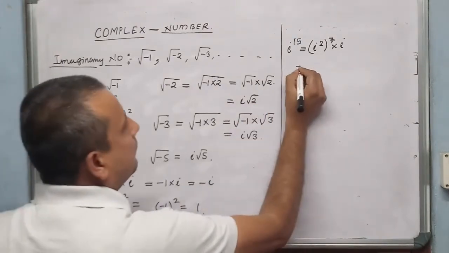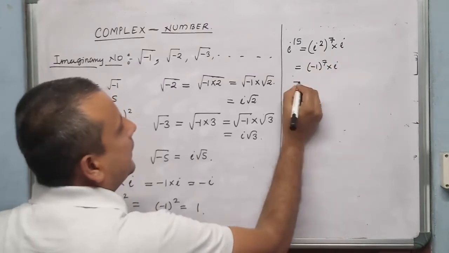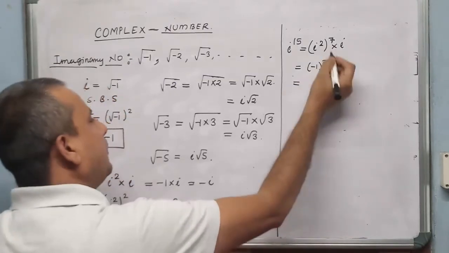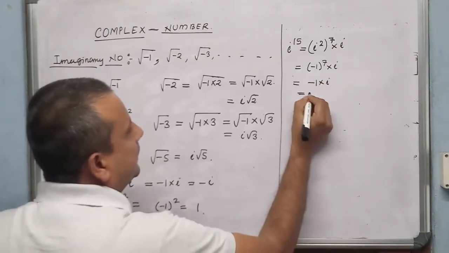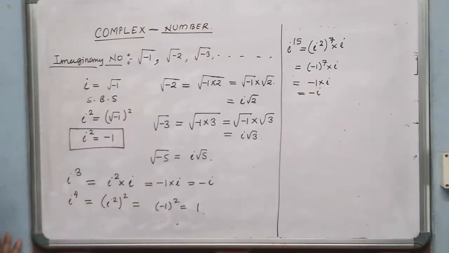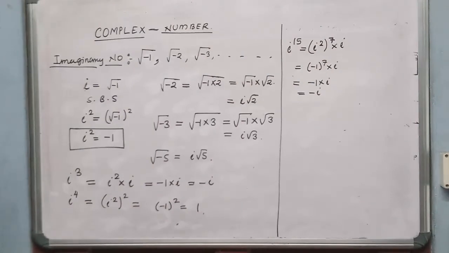Then I square, the value of I square is minus 1, to the power 7, into I. A negative number to the power of an odd number is always negative, so minus 1 into I. The value of this one is minus I. I think you're observing these things. Now I cubed is minus I. Similarly, if the index is odd, you'll get minus I. If the index is even, you'll get 1.